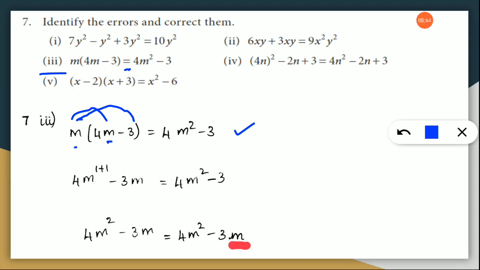Then 4m square minus 3m is equal to 4m square minus 3. Up to this step, the question is given. If you add m along with it, both the sides will be equal. Okay, so this is the error. This m we have to write now. That is the error here. Clear, children?